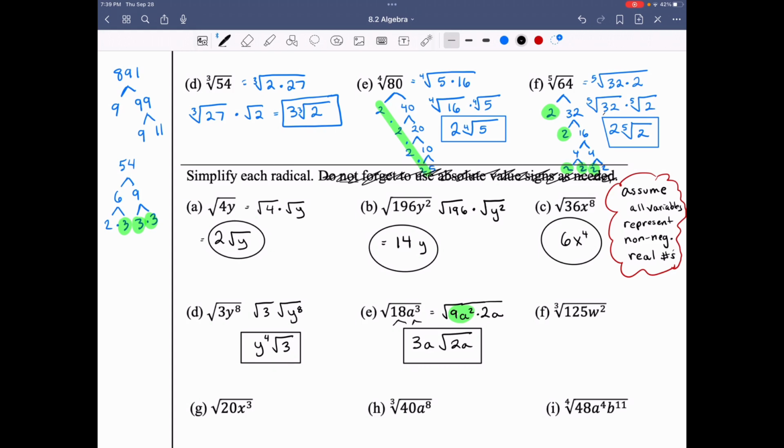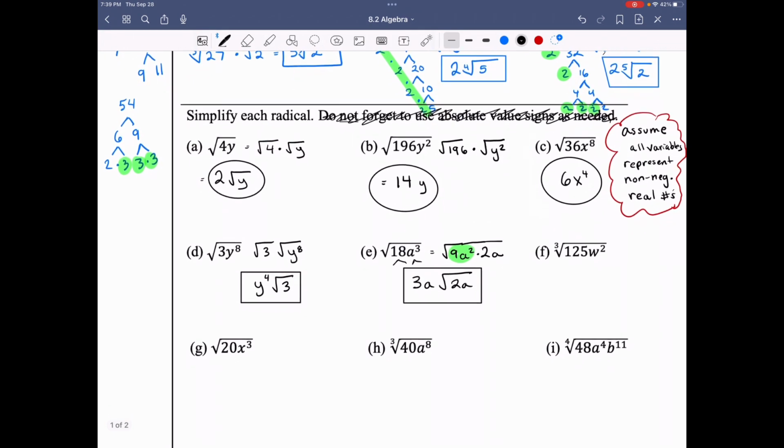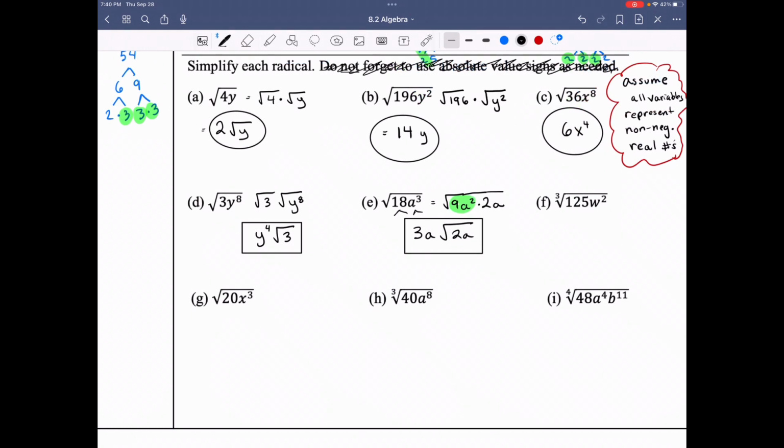I want you to work on f in your groups as well as g. So for f, you want to take the cube root of 125 and the cube root of w squared. And the cube root of 125 is 5, because 5 times 5 times 5 is 125. But the cube root of w squared does not simplify.